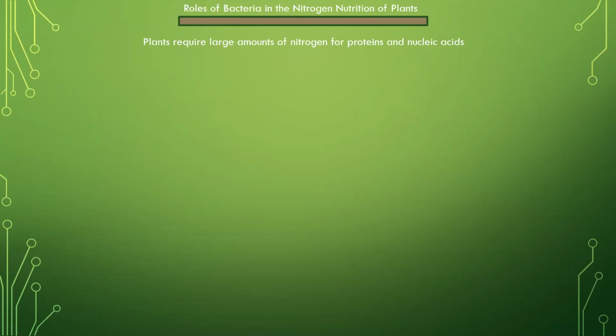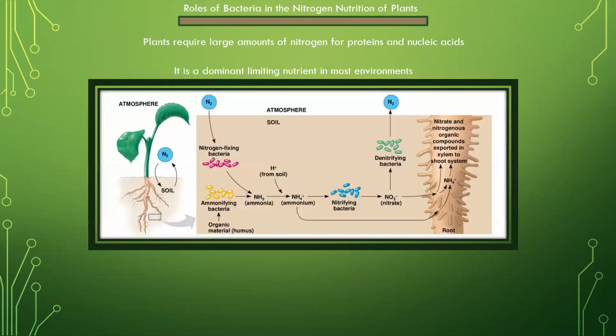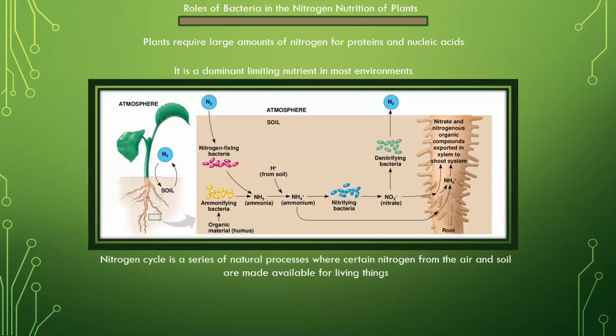Bacteria do a lot in the nitrogen production of plants, right? Because plants need a large amount of nitrogen for proteins and nucleic acids. And so the nitrogen cycle is this series of natural processes where nitrogen is taken from the air and soil and made into different types of molecules useful for plants.